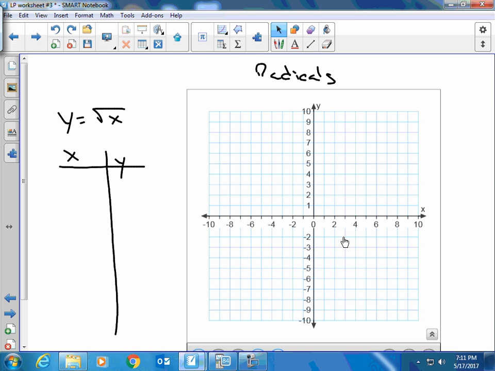Hello everyone. The plan for this recording is to talk through graphing radicals. We'll look at square roots and cube roots, shifted left, right, up, and down, and that's about it.